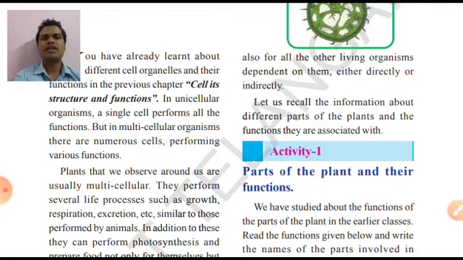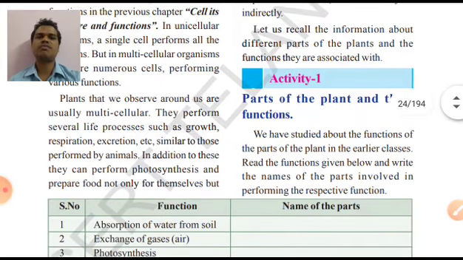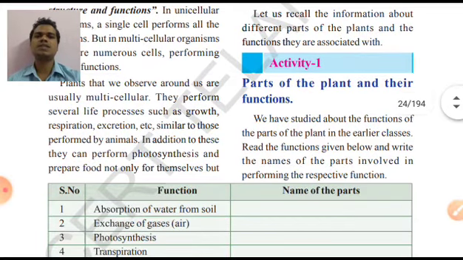Now the plants that we observe around us are mostly multicellular. I am saying that almost all plants, 99.9%, are multicellular. They perform different life processes such as growth, respiration, excretion, etc., similar to those performed by animals. Just like animals, plants are also performing life processes. What is the meaning of life process? Life process is nothing but anything that is needed by a living thing for its living.